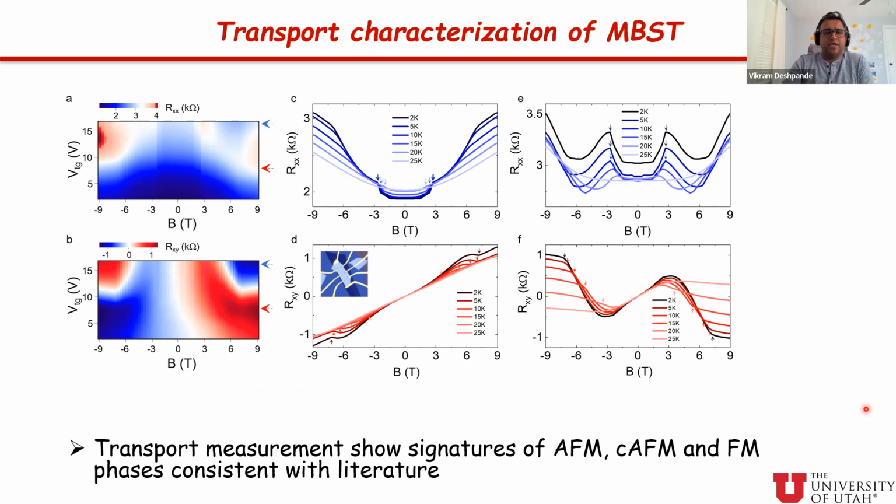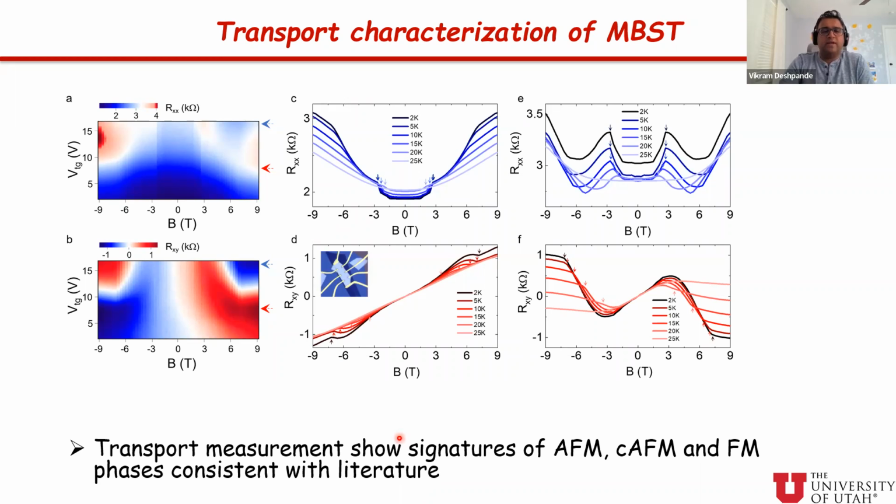Transport characterization done by us and our collaborators on these samples shows that the same three magnetic states are observed in transport as were seen by other groups, so this is fairly consistent with the literature. That is the point of this slide: the transport signatures that we see in our MBT are fairly consistent with what other people see.